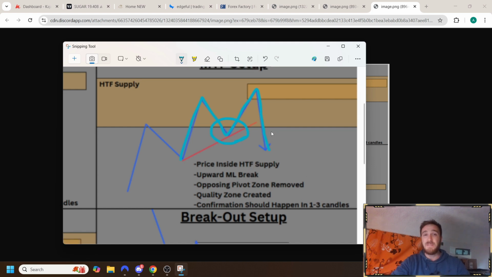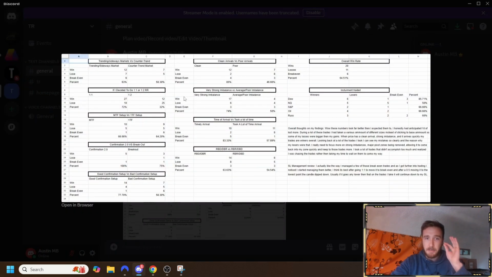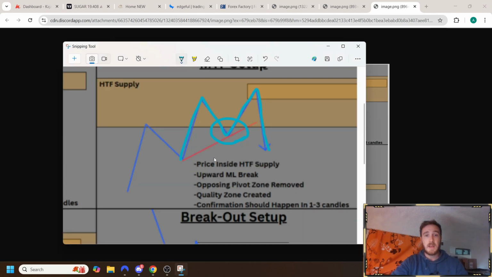Now, very important that I'm about to say here, because when we look at people's stats, 9 out of 10 people come back to me with the exact same stats, saying a good setup has a 77% win rate versus a poor setup at 58%. It's very important that price does these things, okay? As in, what did I just say? Number 1, breaks the momentum line. Number 2, removes opposing pivot point zones, and a strong quality zone is created, right? It has to do those 3 things within a very quick period of time.